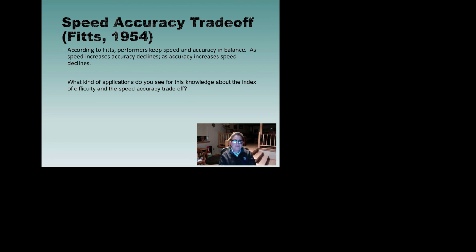So what kind of other applications do you see for this knowledge about the index of difficulty and the speed accuracy trade-off?